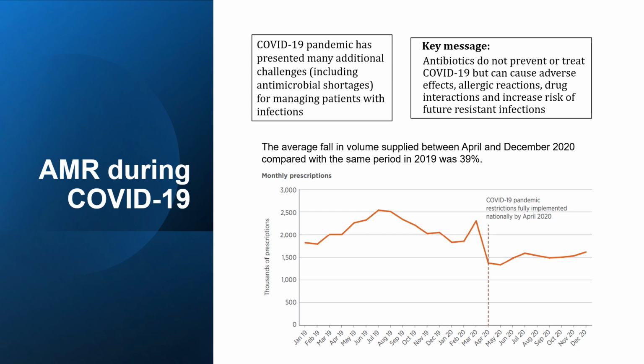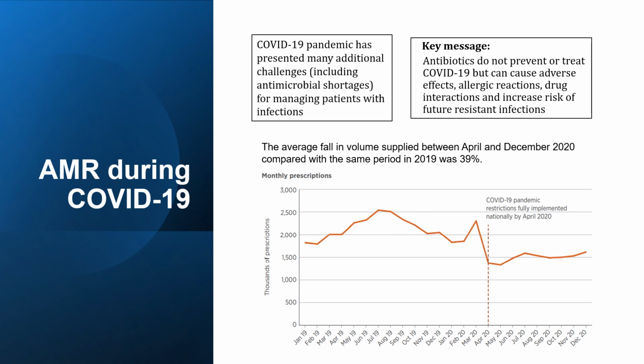An interesting takeaway from the graph shown on your screen is the fall in the volume of antimicrobial supply between April and December 2020 compared to the same period in 2019. There was a significant drop of 39%. Now, a lot of this may be due to the fact that we were isolating. There was a fall in the spread of other infectious disease that may have required antimicrobial treatment, but it also perhaps highlights the overuse and misuse of antimicrobials. That is, they're being prescribed where they're not actually needed.